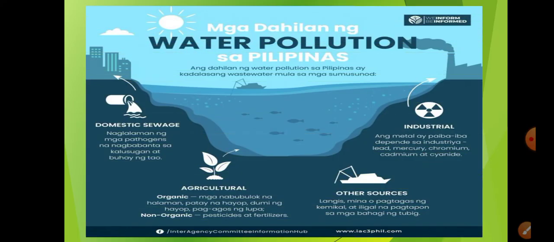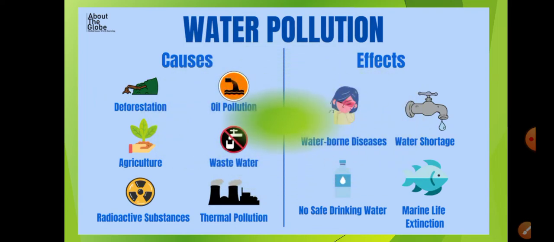Now moving further, we are going to see the causes and effects of water pollution. As we have discussed just now, the causes are deforestation, oil pollution, agriculture, wastewater, radioactive substances, and thermal pollution, right?